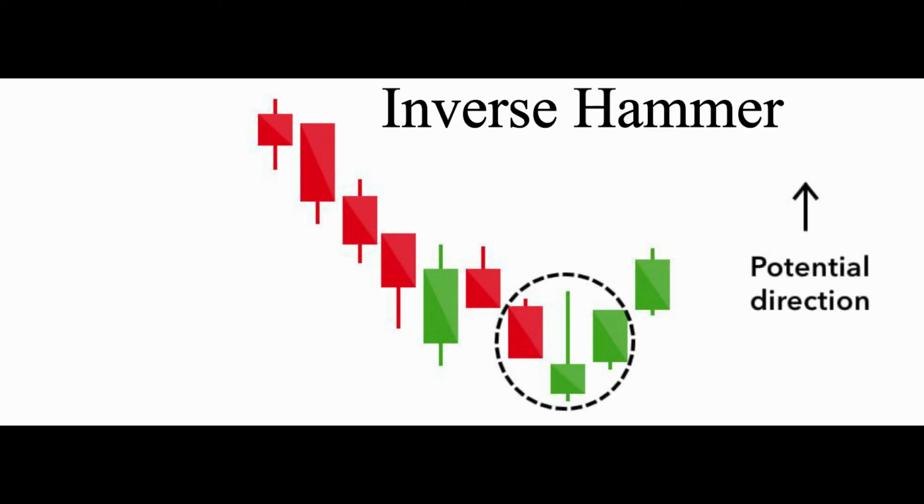Inverted hammer, or inverse hammer. The difference between the two hammers is that the upper wick is long while the lower wick is short. It indicates buying pressure followed by selling pressure that wasn't strong enough to drive the market price down.